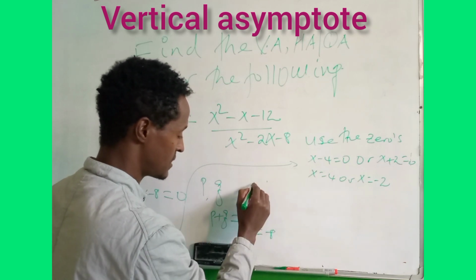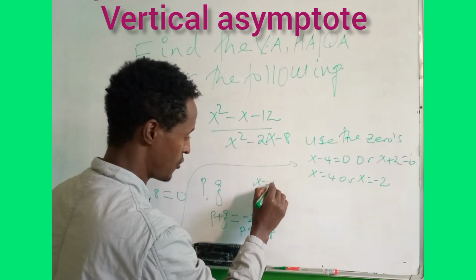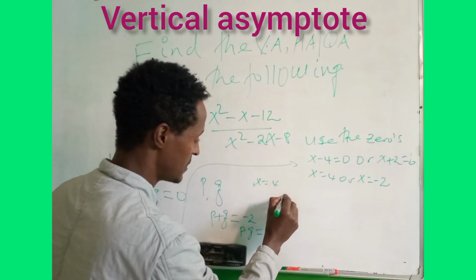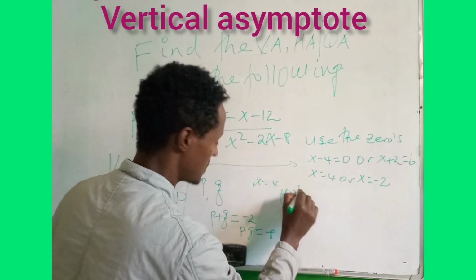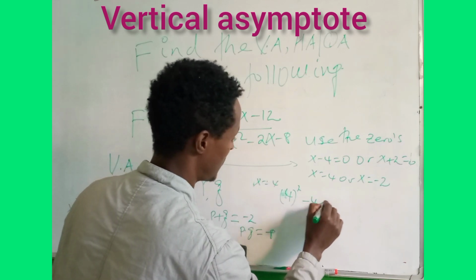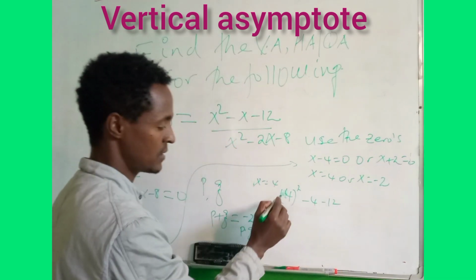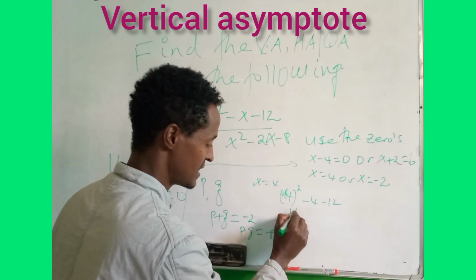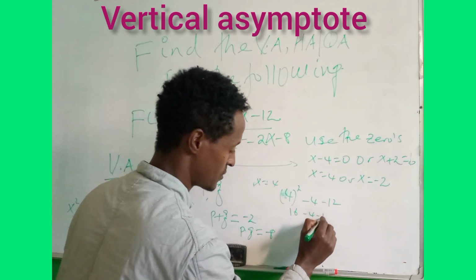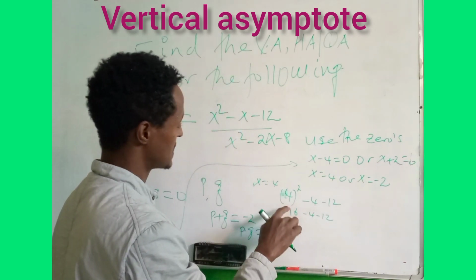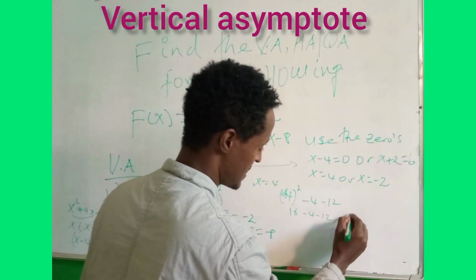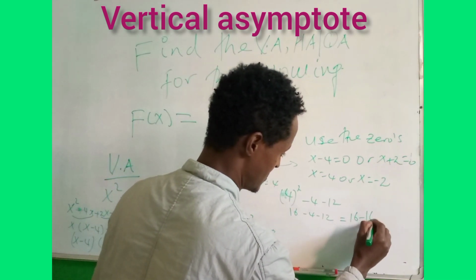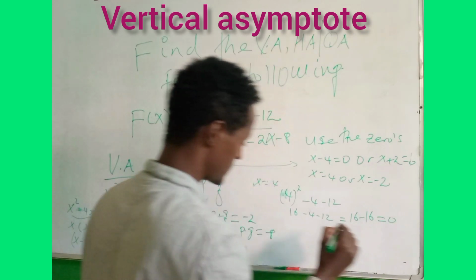Just let us insert x is equal to 4 into the numerator. It will become 4 square minus 4 minus 12. So what is 4 square? It is 16 minus 4 minus 12. So 16 minus 16 is equal to 0.